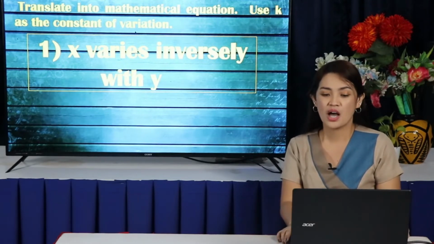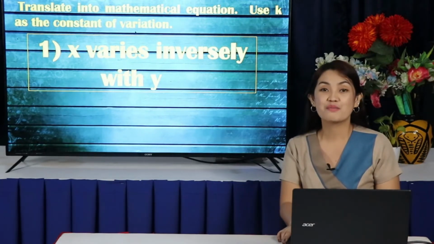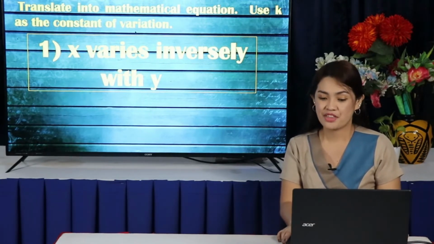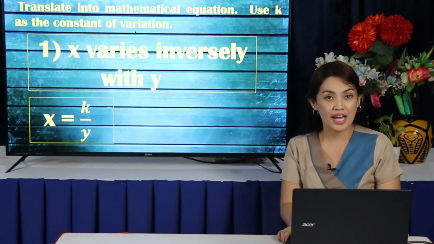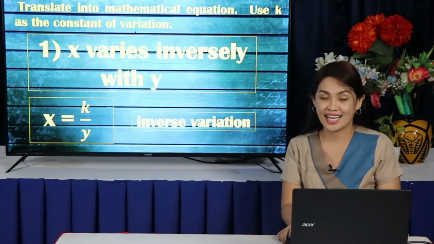Time's up. What mathematical equation have you arrived? You are absolutely correct. The mathematical equation is x equals k over y. What relation is involved in this item? Yes, it is inverse variation.